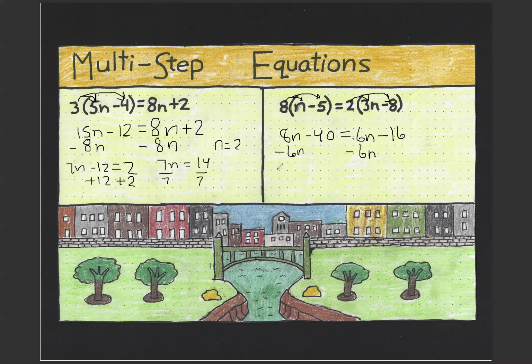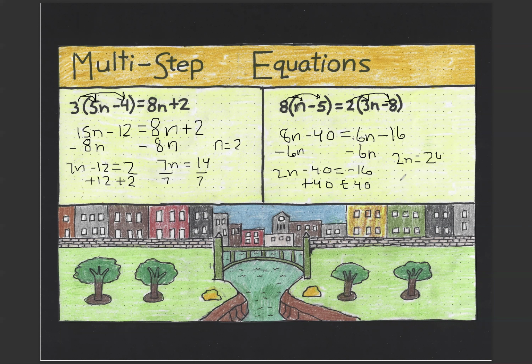And this would be a great time to combine like terms by subtracting 6n from both sides. And that will leave us with 2n minus 40 will equal to a negative 16. And now we arrived at our two-step equation in which we're going to add 40 to both sides. And when we do that, we find ourselves having 2n is equal to 24.